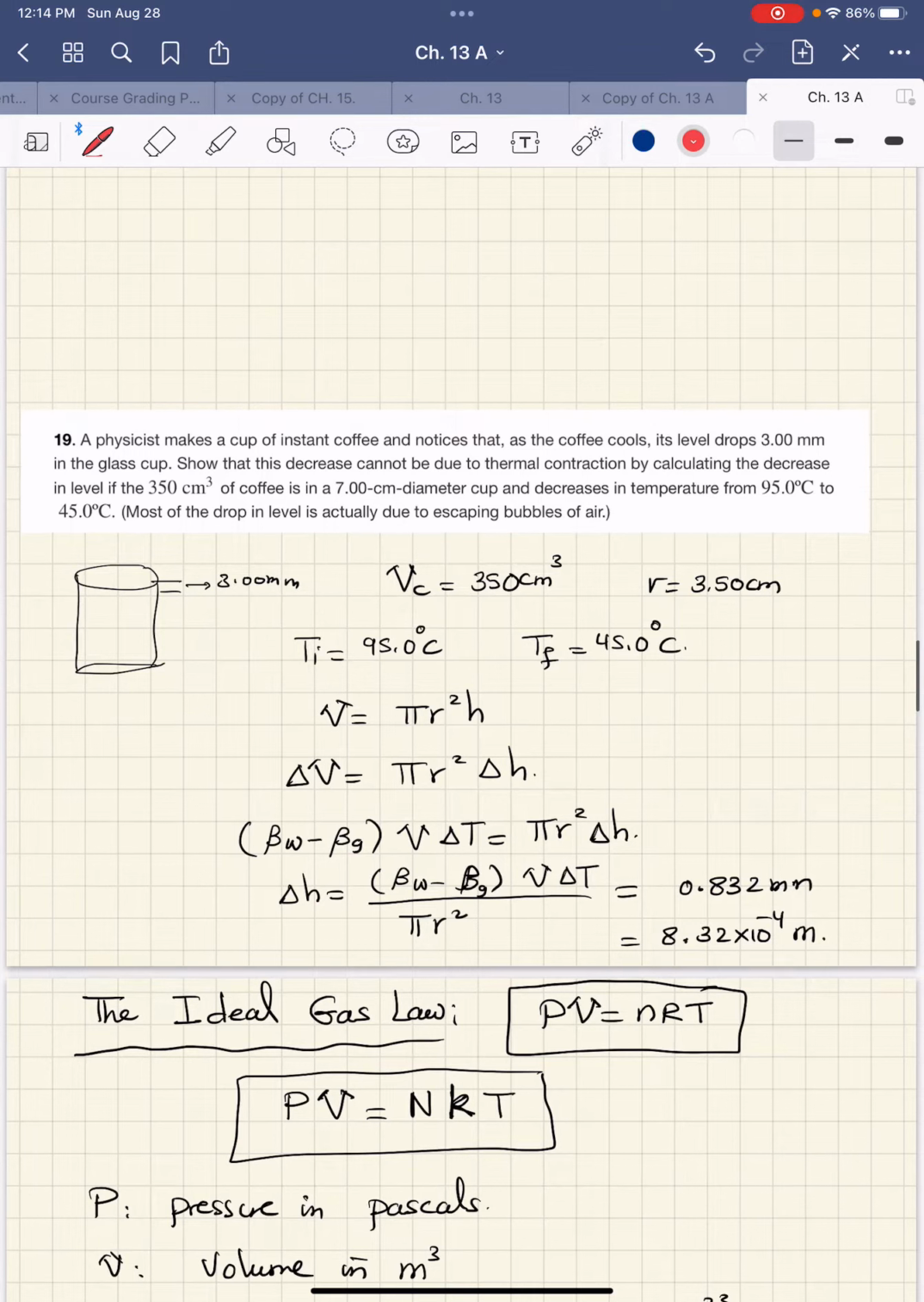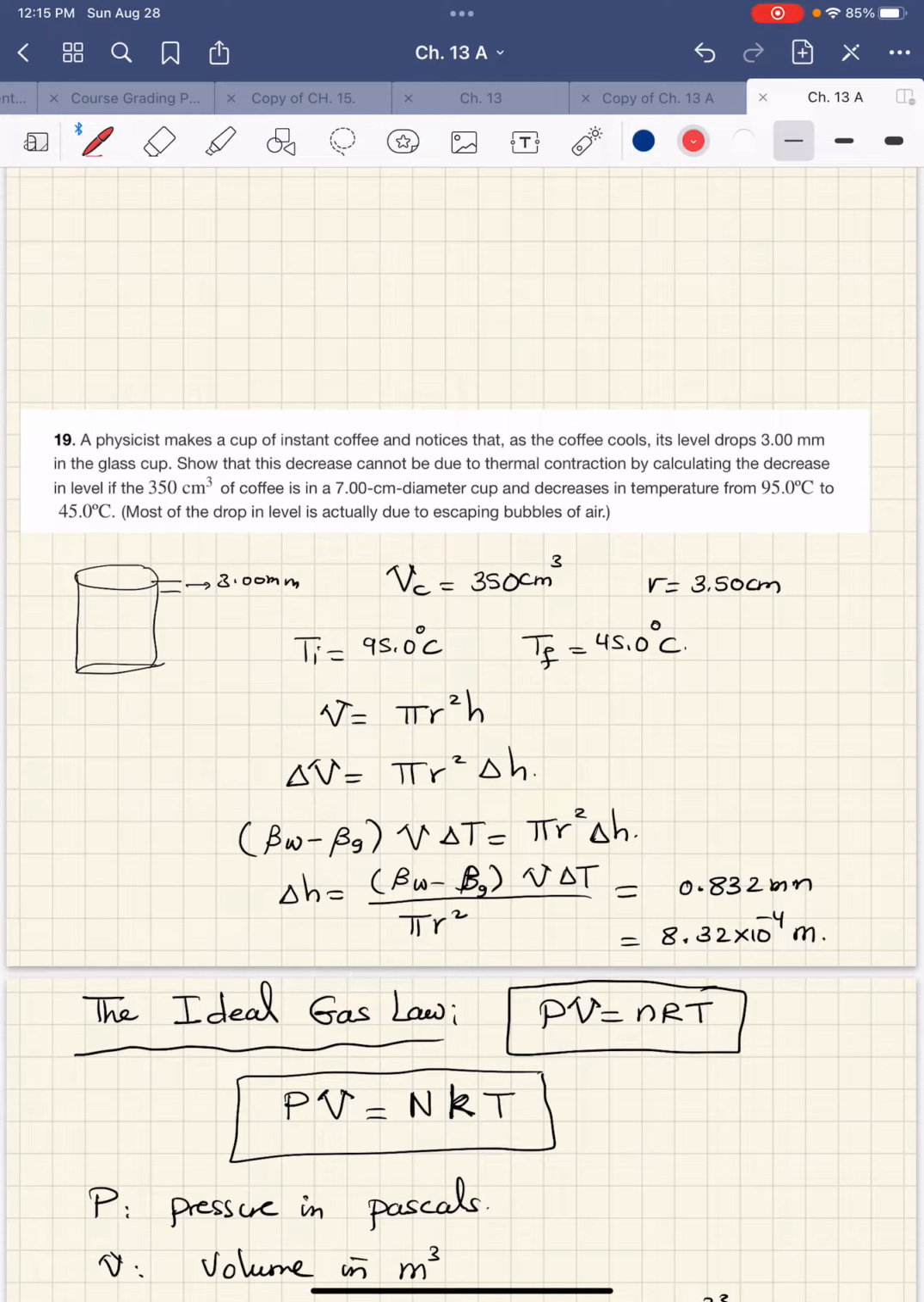Here we are also talking about expansion in liquids, and also volume expansion in solids. A physicist makes a cup of instant coffee and notices that as the coffee cools, its level drops 3 millimeters in the glass cup. Show that this decrease cannot be due to thermal contraction by calculating the decrease in level if the 350 cubic centimeters of coffee in a 7 centimeter diameter cup decreases in temperature from 95 to 45. Most of the drop in the level is actually due to escaping bubbles of air, and that's explaining why we cannot say it is just because of the thermal contraction.